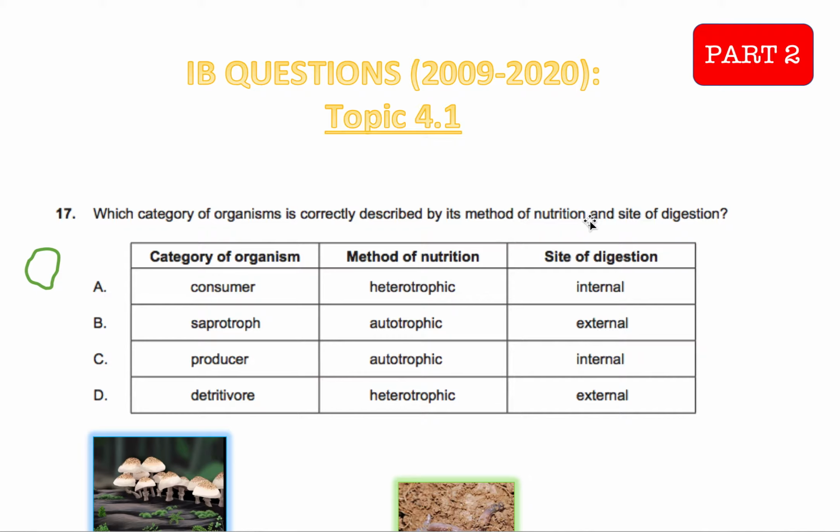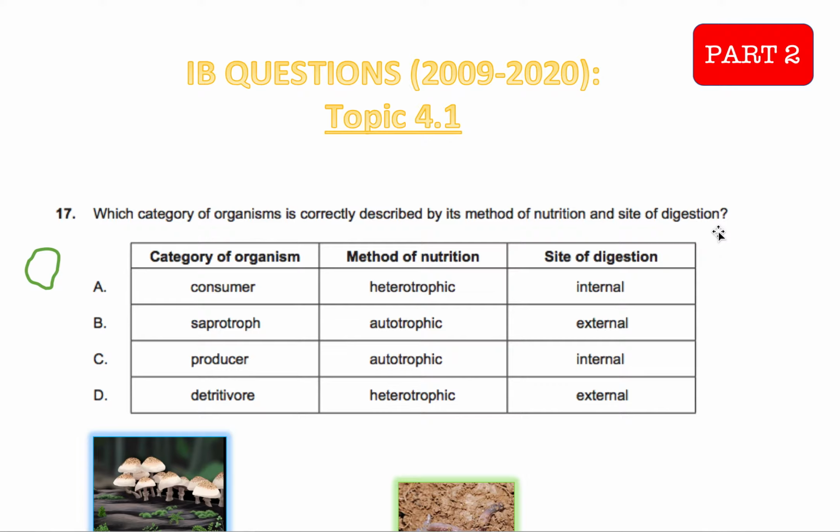So, method of nutrition means how they eat. It's their way of eating, because nutrition means consuming food. So, it's the way that they consume food. And site of digestion is where they break down the food. So for example, in humans, our site of digestion is where? It's inside our body, right? It's in our digestive system, which is internal, inside our body.